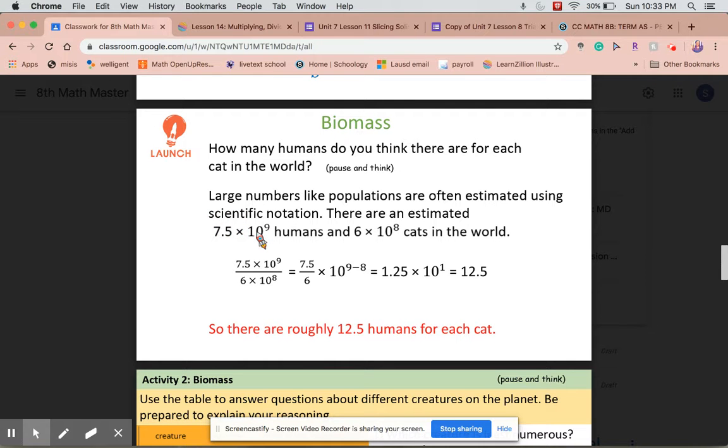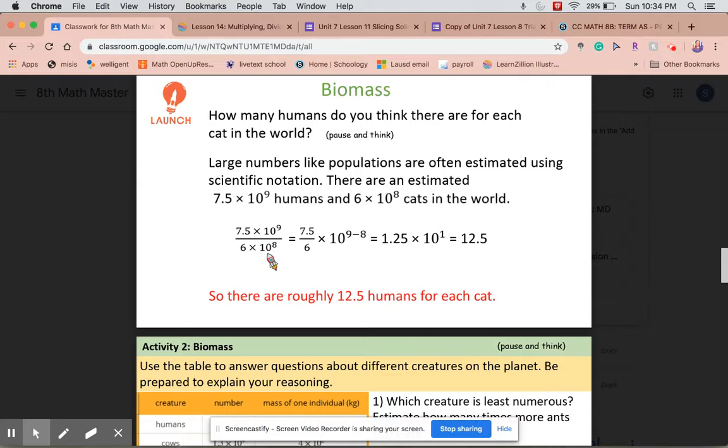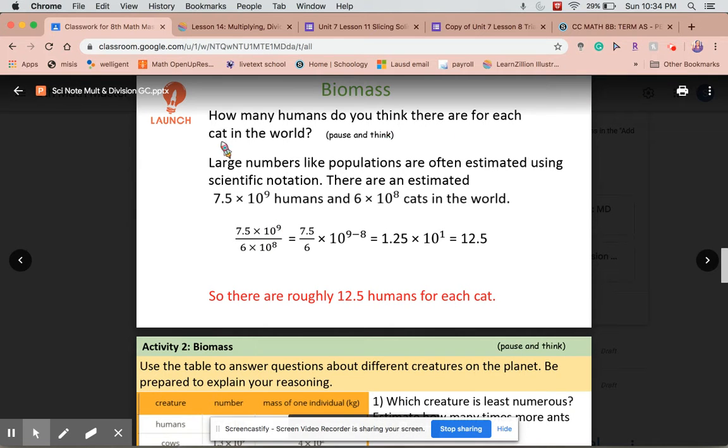Remember, base ten all it really means is that you're adding 9 more zeros. Remember that, okay? And then this is the beginning of the number, 7.5, and then 9 zeros after that. So there are an estimated 7.5 times 10 to the power of 9 humans and 6 times 10 to the power of 8 cats in the world. So we want to divide that number. We want to see how many humans there are for each cat.